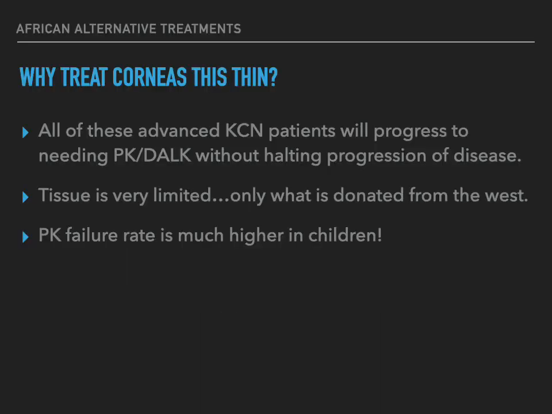So why treat cornea so thin when most studies don't recommend treating if the thickness is less than 450 microns? Well, all of these advanced keratoconus patients will progress to needing a PK if we are not able to halt the progression of disease. And in our environment, tissue is very limited. It's only what we can get donated from the West. And the third reason is that PK failure rate is much higher in children. So if we can halt the disease progression, even in these advanced keratoconus patients, we can delay the need for a transplantation for many years.